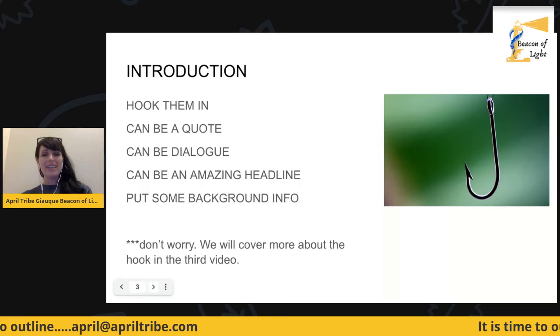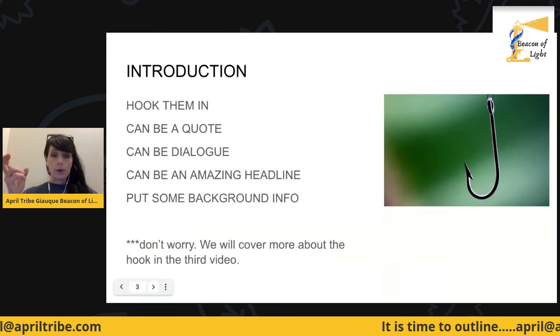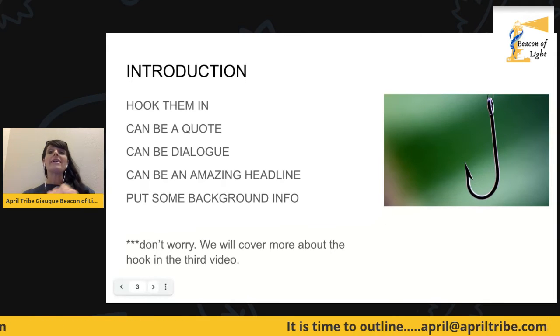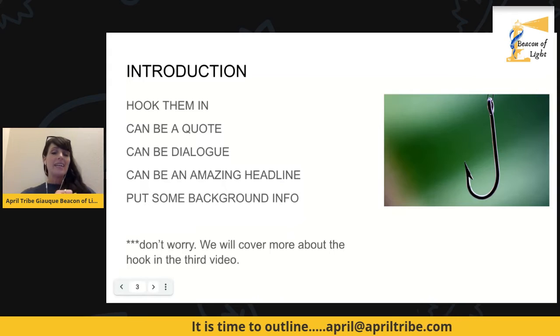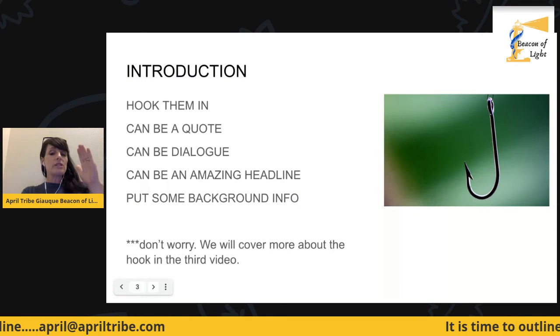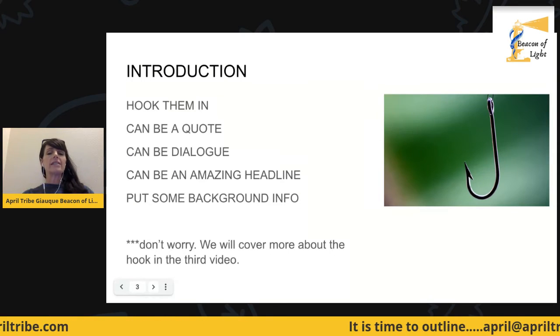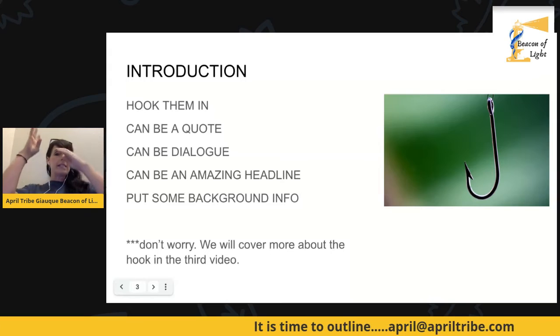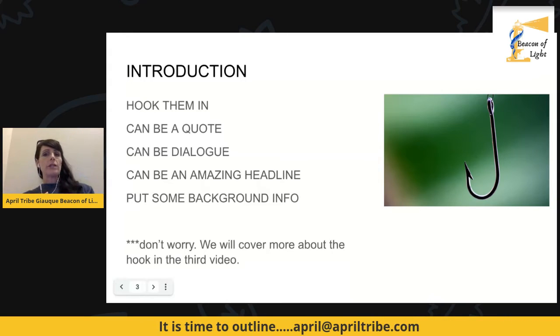Hook. It can be a quote. It can be dialogue. It could be an amazing headline, something with some background information. And we'll go into the depths of this hook idea in a bit. But it's that concept of how you want to draw someone in.